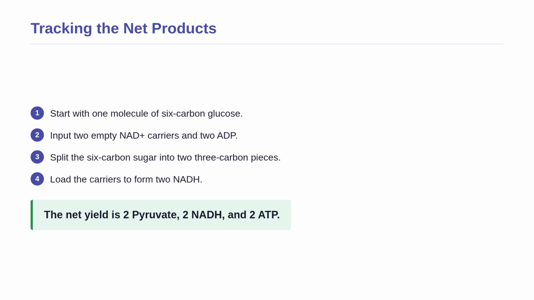During this split, the empty carriers pick up electrons to become two loaded NADH molecules. Finally, the energy released is used to build ATP. So our final answer is that for every single glucose molecule, the cell nets two pyruvates, two NADH molecules, and two ATP molecules. This physical transformation is what keeps the cell alive.